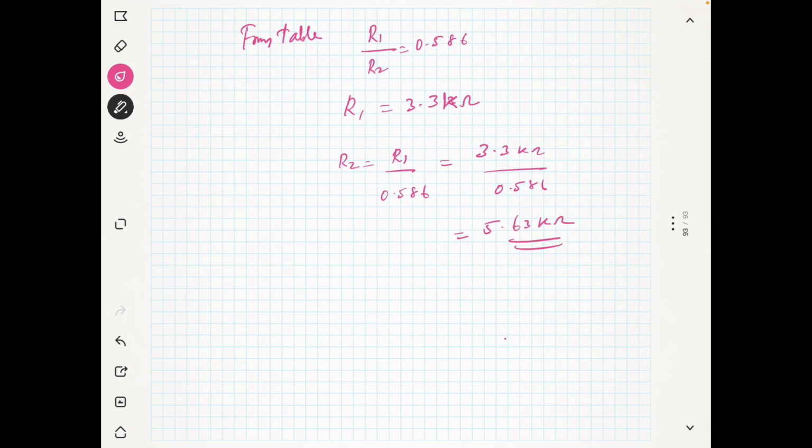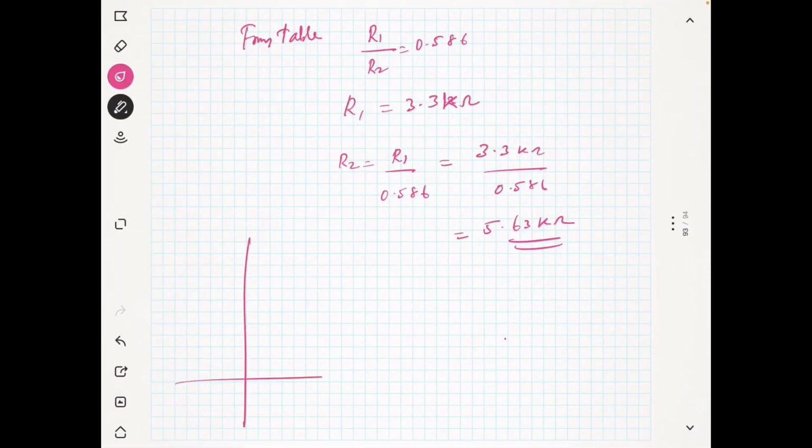You can also use R2 as 3.3 kilo ohm. There is no issue. Then R1 becomes 0.586 into R2. So any assumption is okay, no need to worry about this assumption. Now I will give you a homework problem.